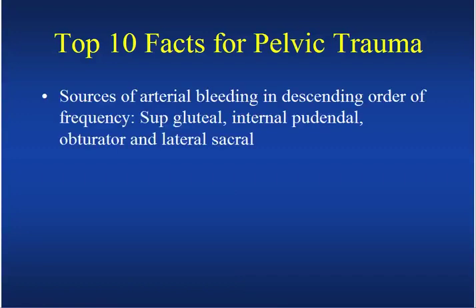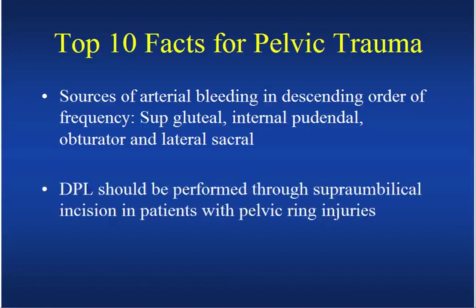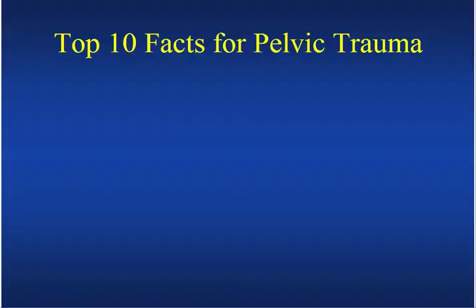The sources of arterial bleeding in descending order of frequency in pelvic ring trauma: the superior gluteal artery is most common, followed by the internal pudendal, the obturator, and the lateral sacral. Diagnostic peritoneal lavage or FAST ultrasound examination should be performed to rule out intra-abdominal source of bleeding. If you're going to do a DPL, encourage your trauma surgeons to do it through a supraumbilical incision to avoid compromising your approaches for treatment of the pelvic ring.